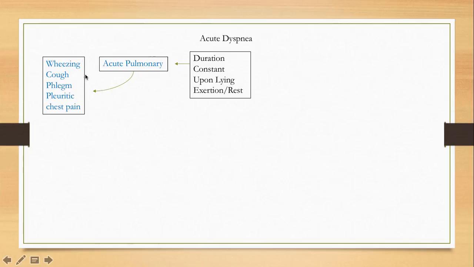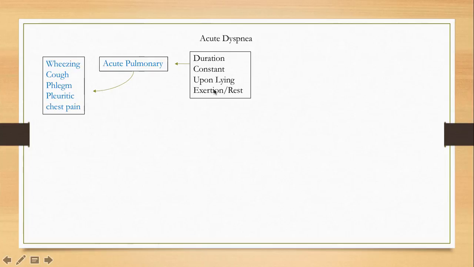Well, there are some subtle features. So patients with pulmonary causes of dyspnea, usually after asking about duration and constancy, you ask them if their dyspnea is worse when they lay down, or it's about the same.